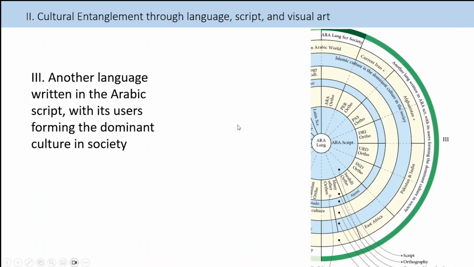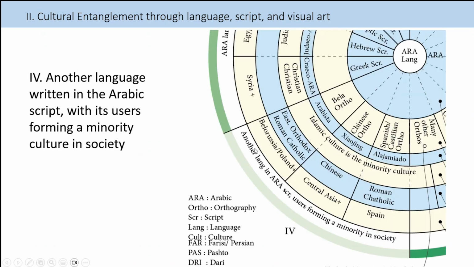The third pattern or relationship is where another language is written in the Arabic script, with its users following the dominant culture. This is the case with Persian, Turkish, Urdu, and many other languages. The Islamic culture was the dominant culture of the land, and they chose to adopt the Arabic script to write their own language. Definitely, they devised their own orthographical system for that.